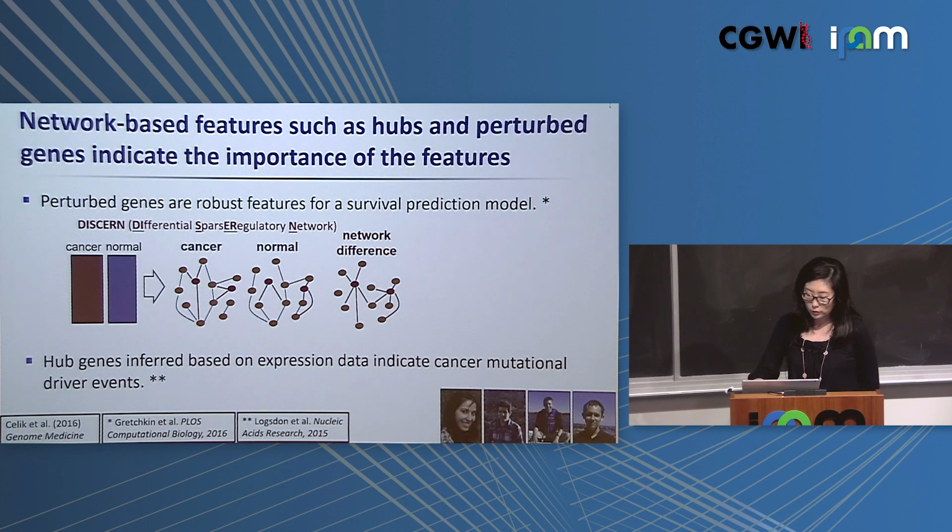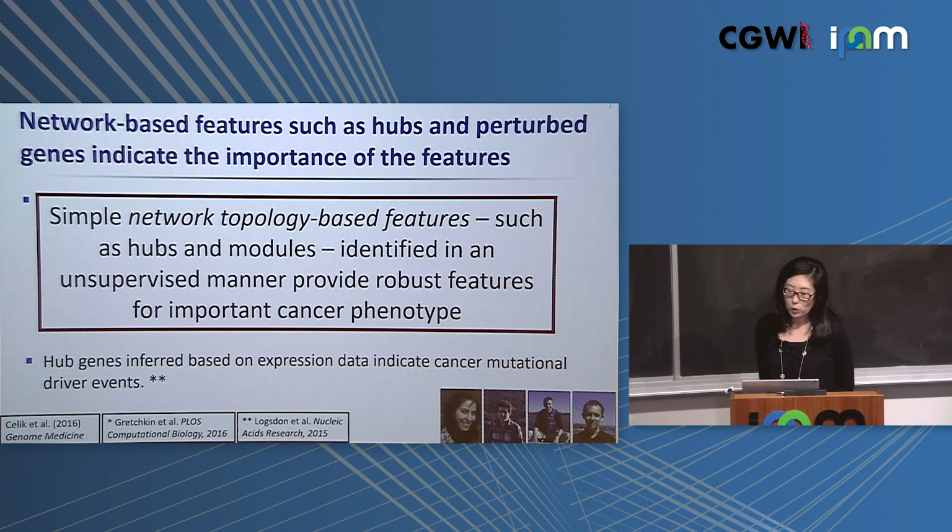So all these results show that simple network topology-based features, such as hubs or modules, can be identified in an unsupervised manner. So don't look at the phenotype data, just use gene expression data. And then they provided robust feature selection methods for important cancer phenotypes.